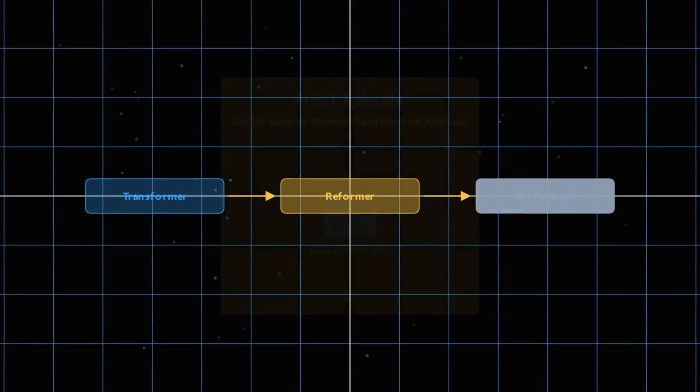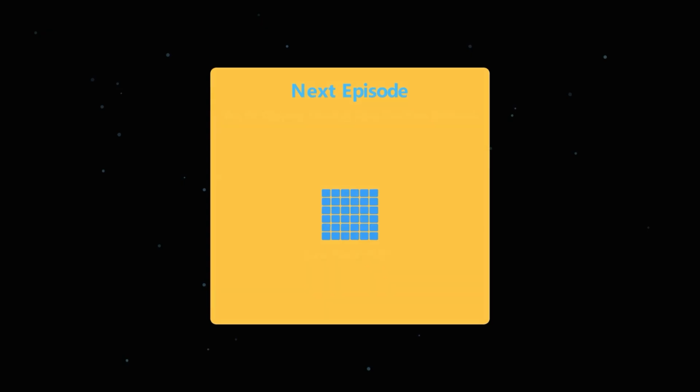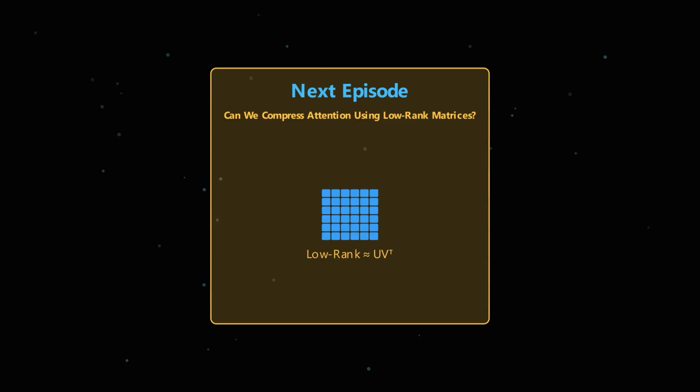In our next video, we'll explore a completely different idea. Instead of grouping similar tokens, what if we could compress the entire attention computation using low-rank mathematics? We'll discover how matrix factorization opens another path toward efficient transformers.